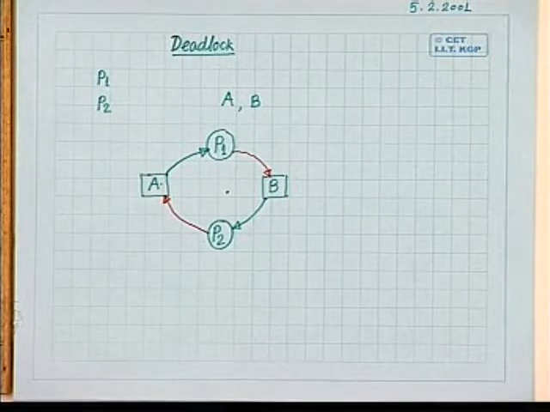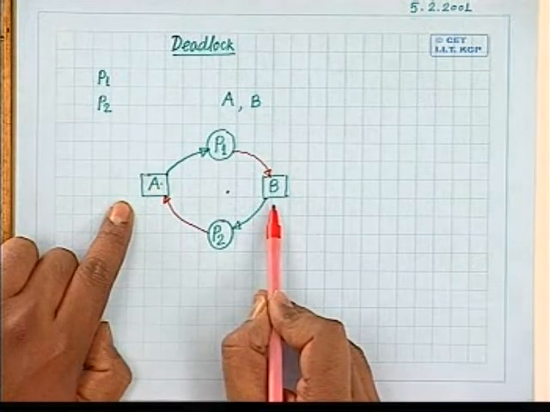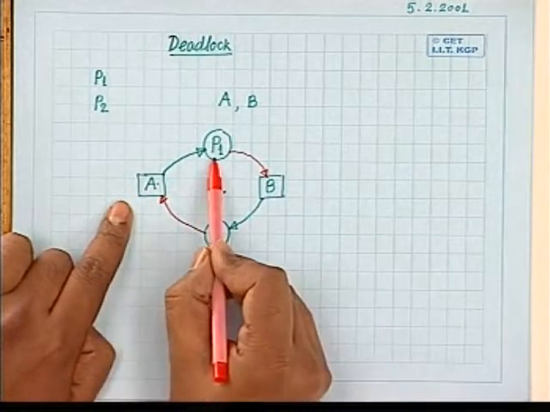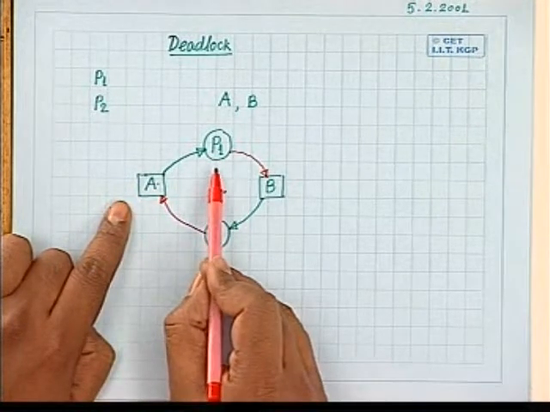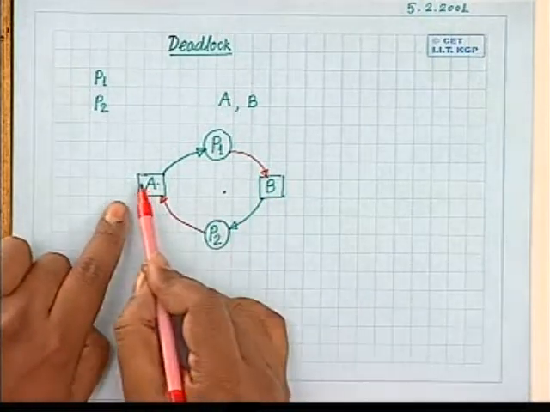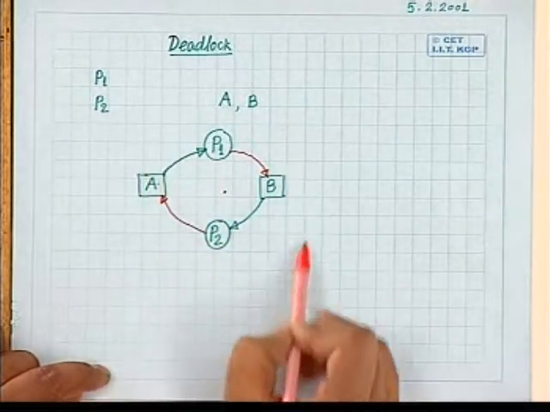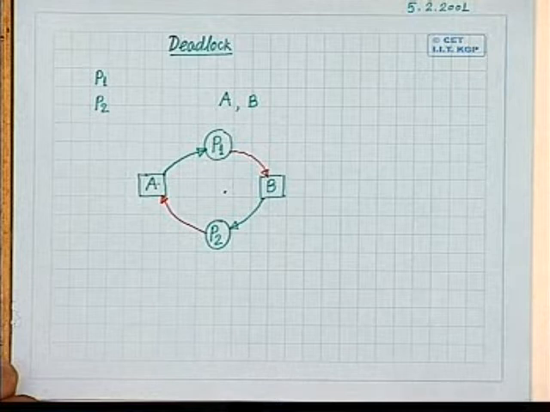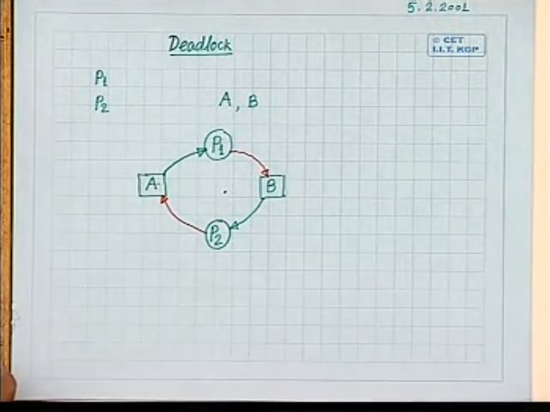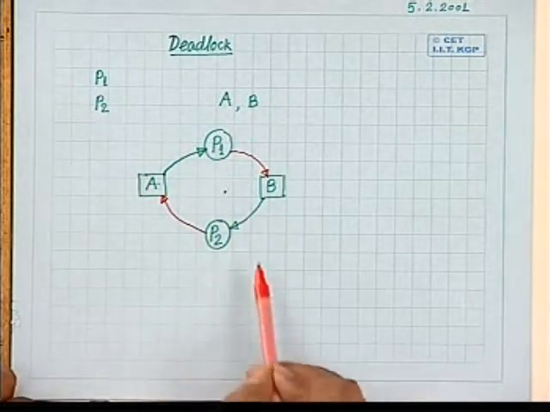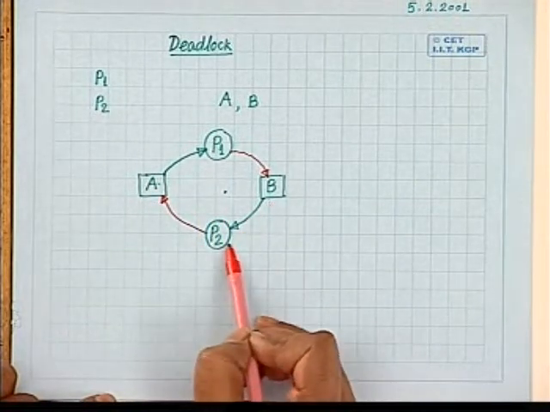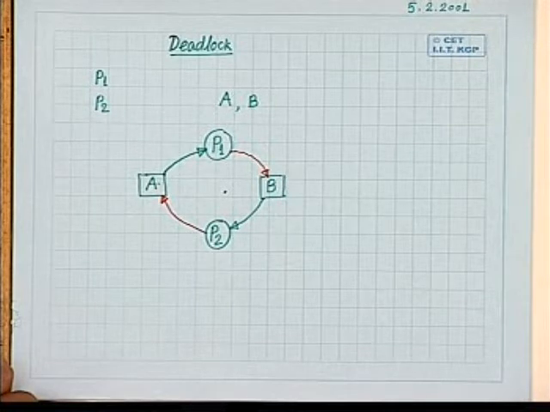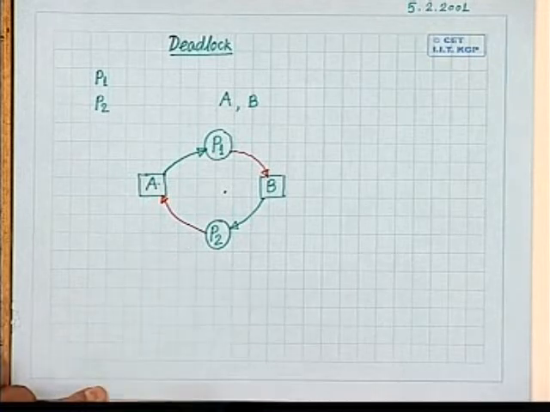So you find that we have a funny situation: P1 has acquired A, waiting for B, which can be released only by P2 after its completion. P2 has acquired B, waiting for A, which is to be released by P1 after its completion. P1 cannot complete until it gets B. P2 also cannot complete until it gets A. So both these processes have acquired some resource and are waiting for the other resource to be released by the other process, which in turn is waiting for the resource acquired by the first process. In this situation, neither will A be released by P1, nor will B be released by P2, and they will wait forever in such a cycle. They will never be complete. So this is a situation or a problem which is known as a deadlock problem.